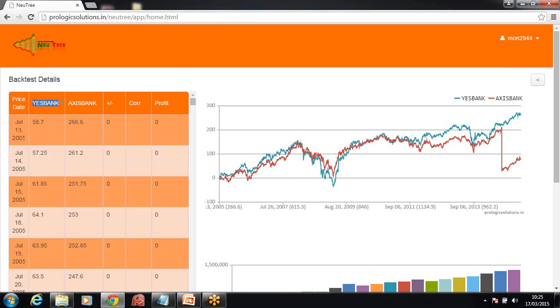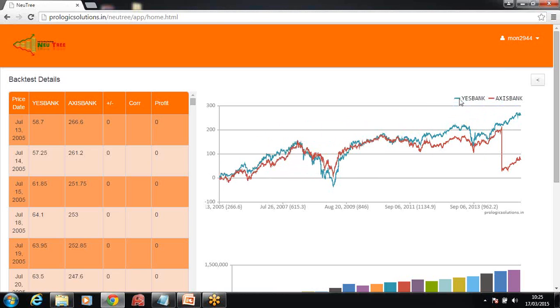We have the first symbol, that is Yes Bank, and the next symbol, that is Axis Bank. That is the pair we'll have to trade. And this plus and minus is nothing but the Z-score, correlation and the profit. Now, when you see orange and light pink, it means there is no trade on that particular day. On the right side you see the graph for the last 10 years, how it has moved.